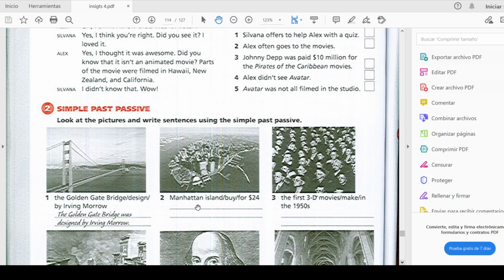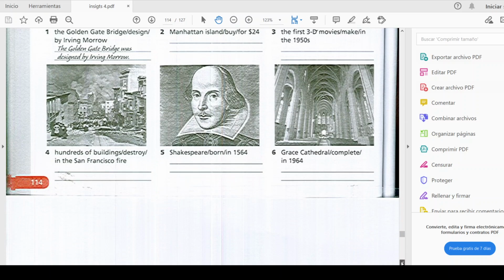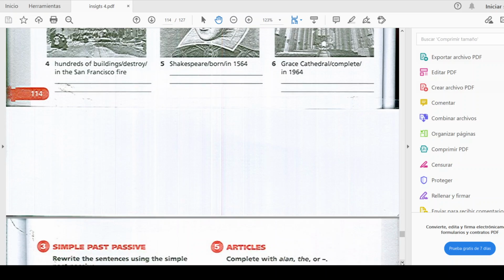Okay, so you are going to do the same with this. You are going to look at the pictures, and write sentences using the information that you have there, using obviously simple past, not simple present. It's simple past, and obviously you are going to use passive voice with all of those sentences. That is on page 114.